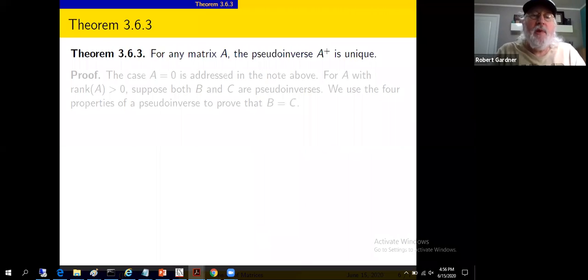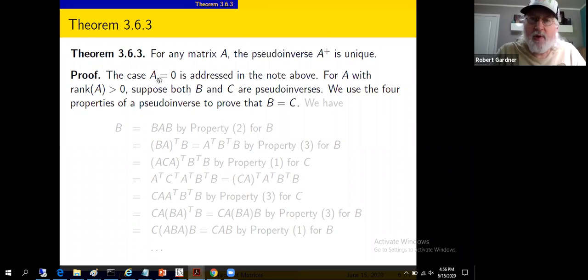How about Theorem 3.6.3 about the uniqueness of that inverse? That's the claim here: for matrix A, the pseudo inverse of A is unique. We'll simply suppose there are two and show they're equal. We already addressed what happens with the zero matrix. It was unique; its inverse is the appropriate size zero matrix. So take A to have positive rank, and suppose B and C are both pseudo inverses of A. We're going to show B equals C.